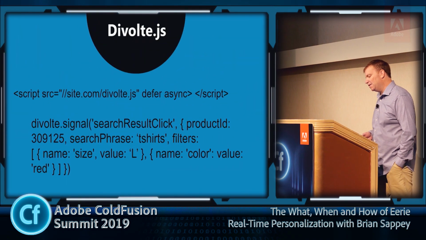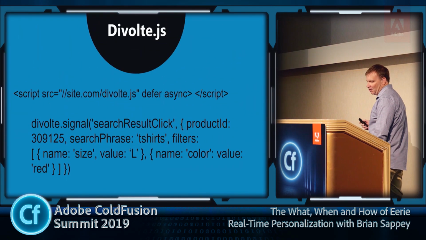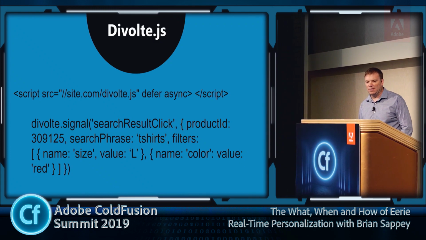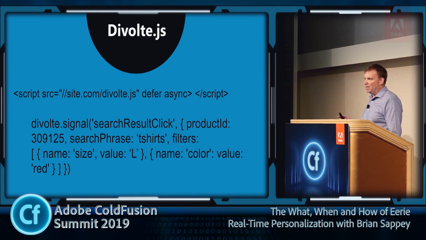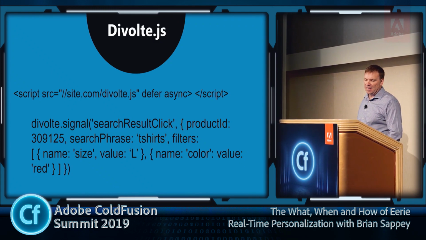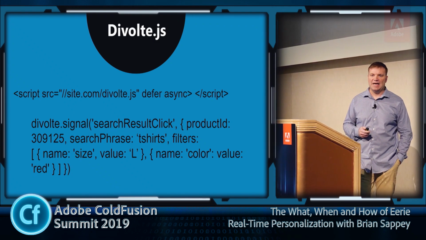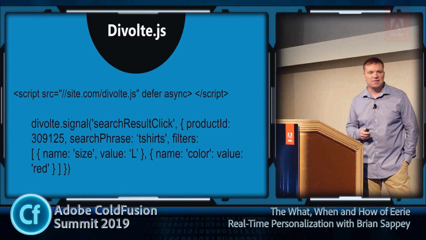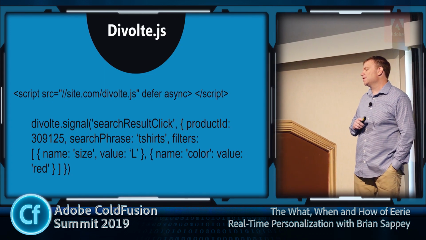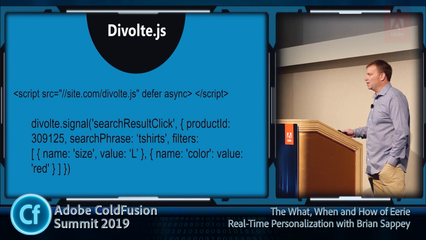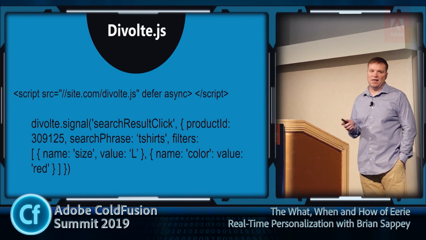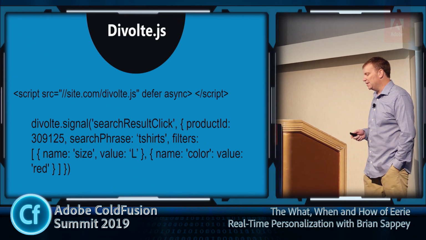And this is it right here. This is all you need in order to start tracking on your site. So a simple Divolte.js file. It's about 8 kilobytes in size. And you can see here, I've got some syntax that says defer async. So essentially what it means is it's going to wait till the onload event fires. And after that's complete, then it's going to actually go, so it's non-blocking. So it's not going to hold up the DOM or the rendering or anything like that.